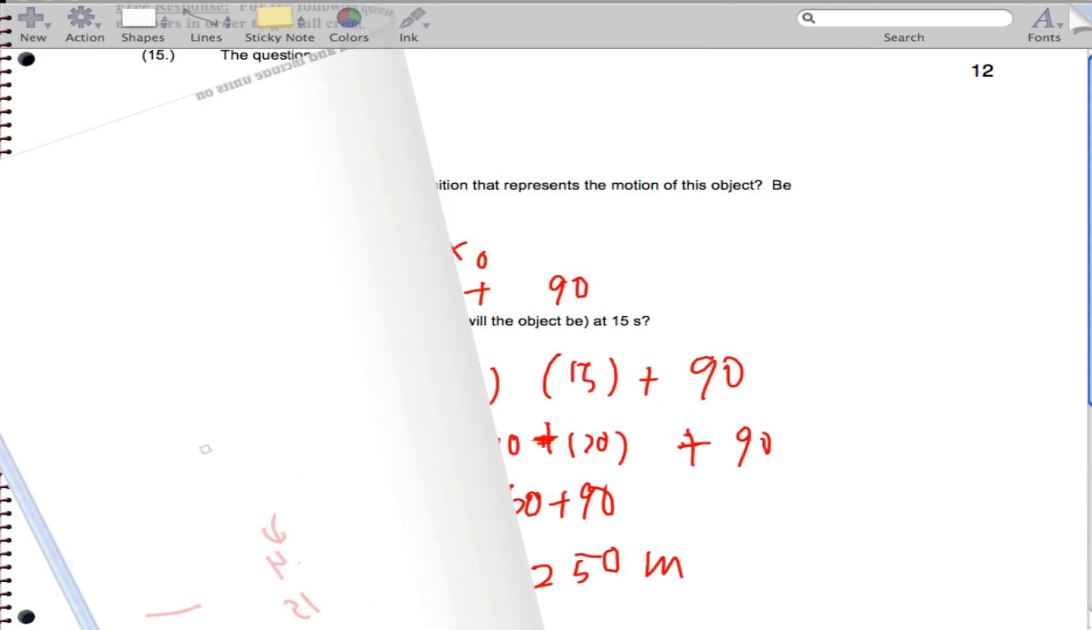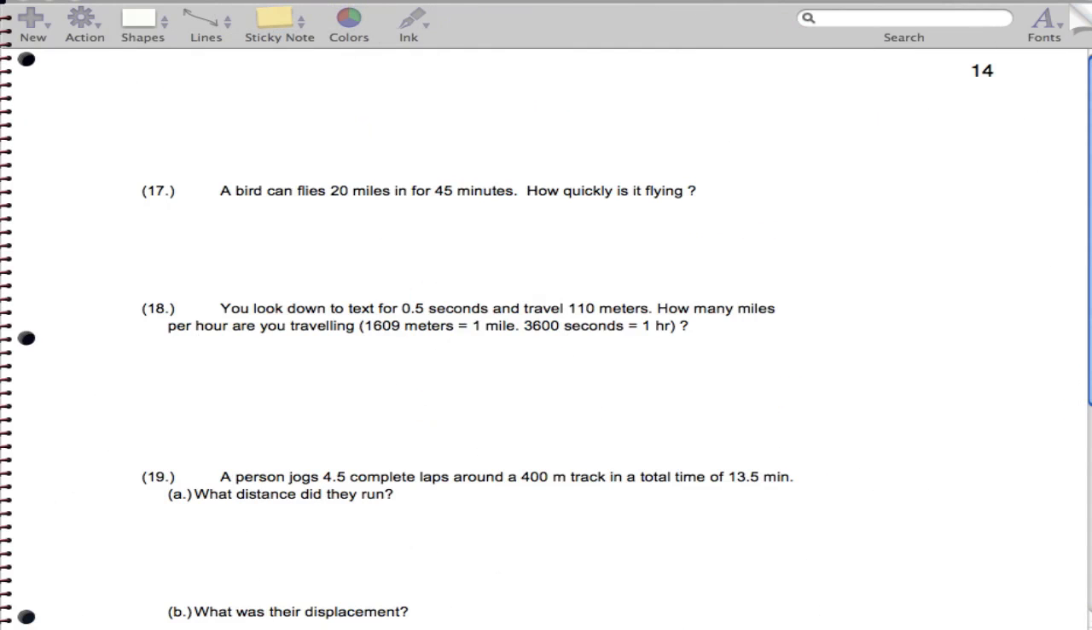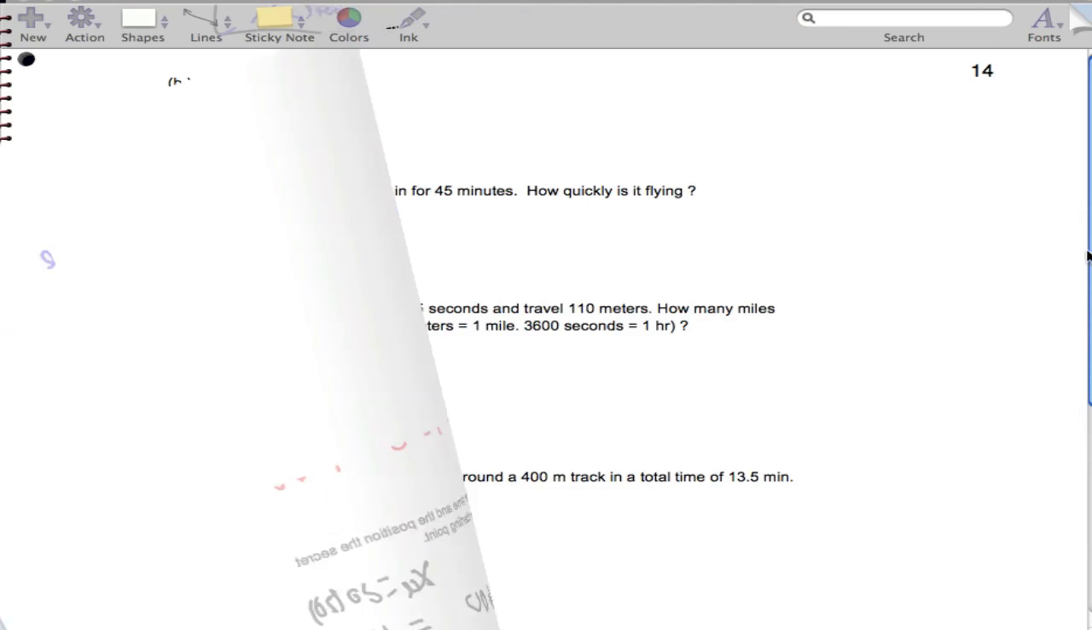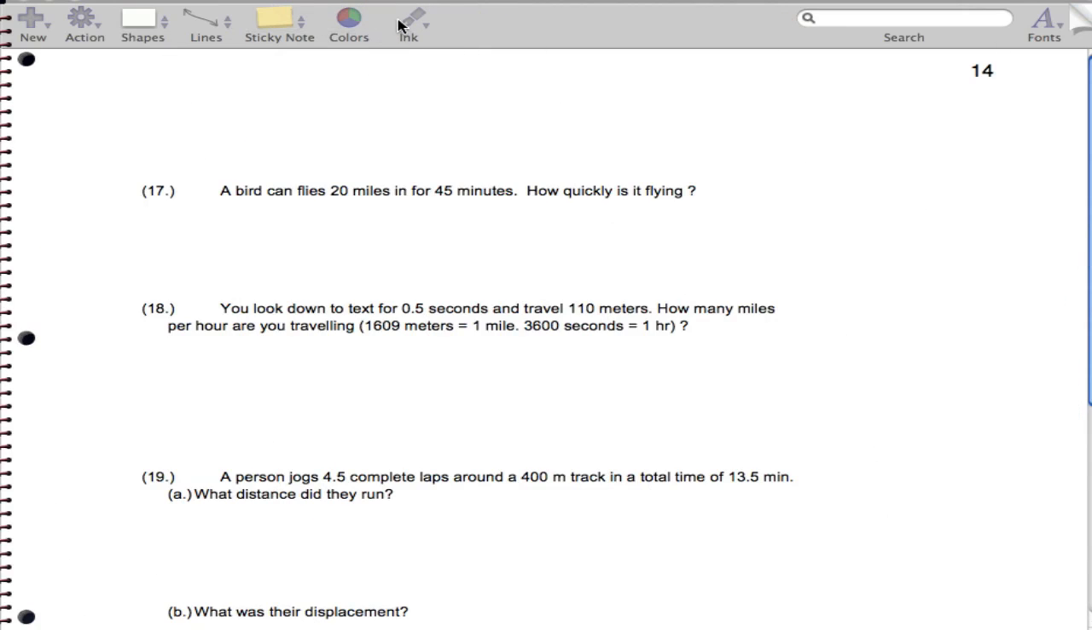All right. Now, moving along. I think what I'll do is do this last page. Now I'll try to finish this up in this video here. So again, here we have a bird flying 20 miles in 45 minutes. How quickly is it flying? Again, 20 miles divided by 45 minutes. You know what? I'm going to use some common sense with math. This is 20 divided by 3/4 of an hour.